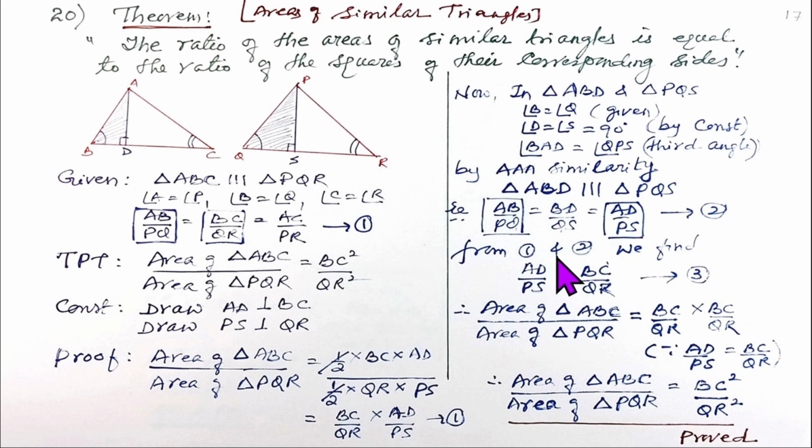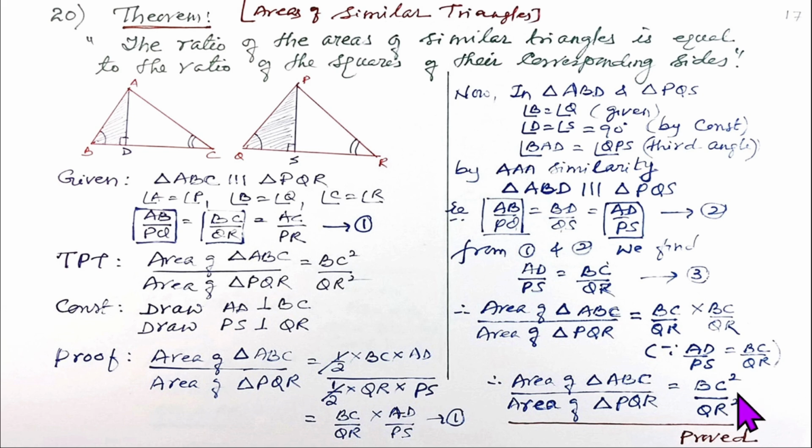So I can replace this AD upon PS with BC upon QR in this relation, that is area of triangle ABC upon area of triangle PQR is equal to BC upon QR into BC upon QR. It is BC square upon QR square. So BC square upon QR square is what we wanted to prove, and that is what we have proved. Therefore the ratio of the areas of two similar triangles is equal to the ratio of the squares of their corresponding sides. So this is the proof.